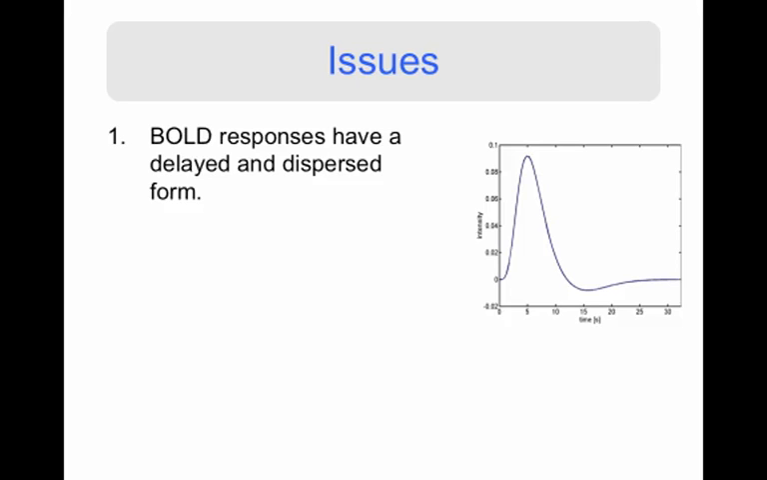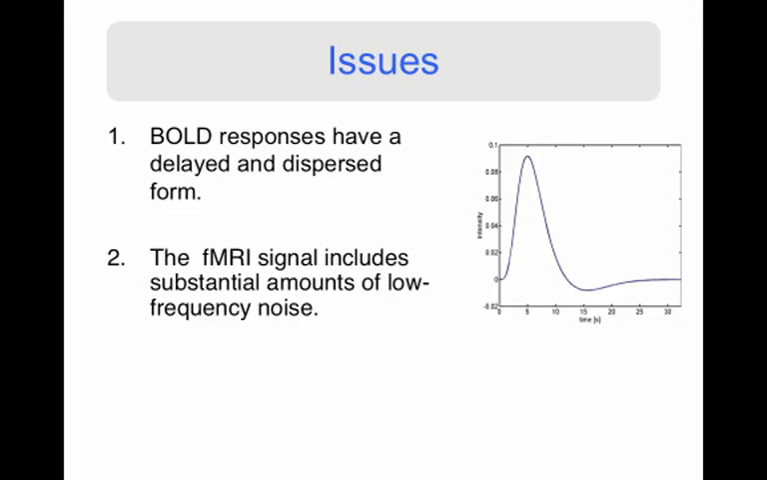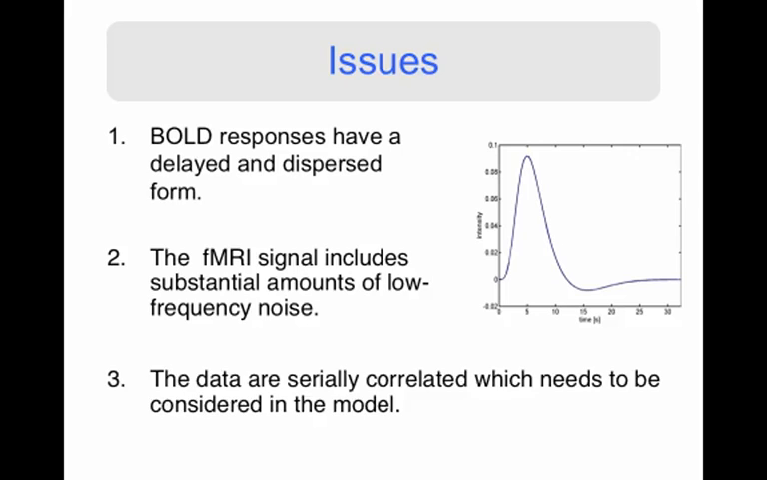So just simply separating scans into these are scans that were taken while I was resting and these are scans that were taken while I was tapping my fingers won't be an appropriate way to model the hemodynamic response and the BOLD signal. So we have to incorporate this delayed and dispersed form of the BOLD response. Second, we already talked about that the fMRI signal includes substantial amounts of low frequency noise and drift, and so we have to take this into consideration in our model. Finally, we talked about that the data are serially correlated, and this needs to be considered whenever we're setting up a GLM model. So that's going to be the topic of the next couple of modules.